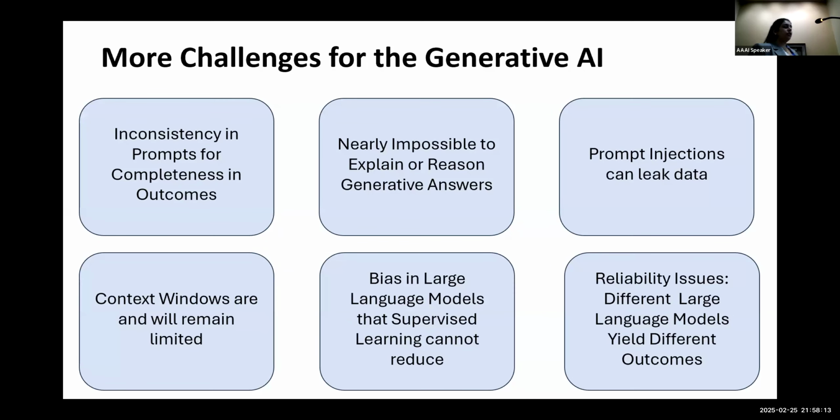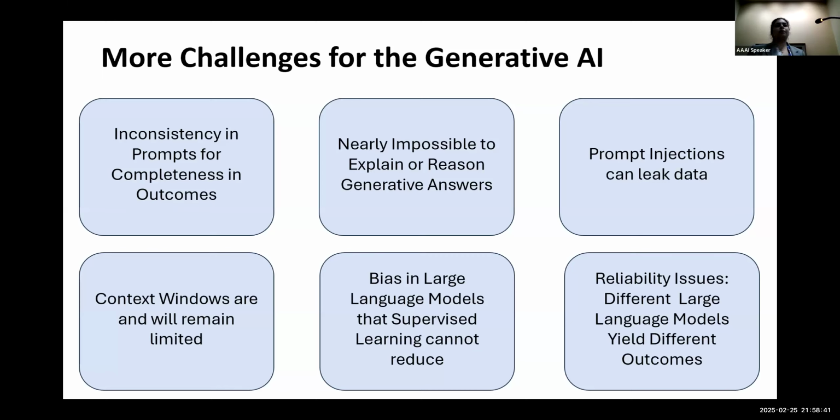But there are more challenges with generative AI. The challenges are that it is inconsistent. It is nearly impossible to reason about why it generated those answers. Prompt injections can leak our data. Context windows are still small. Then bias, because the training data was not clean, so there will be bias in the data, and reliability issues.